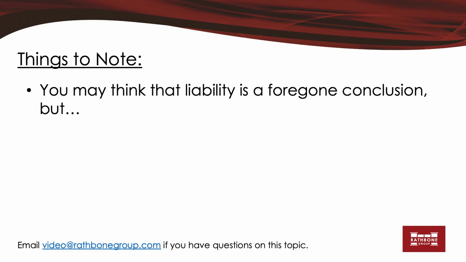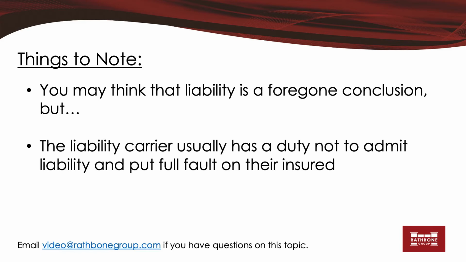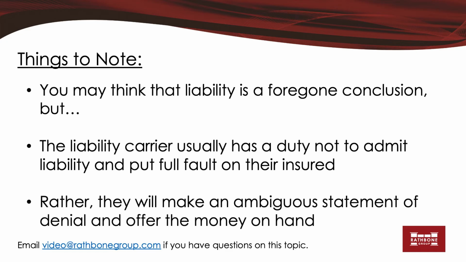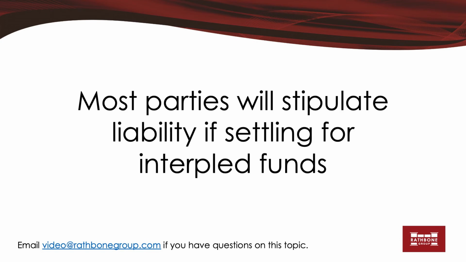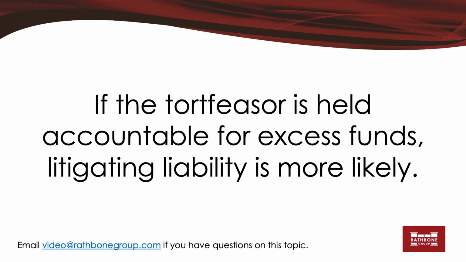A couple things to note are, you may think that liability is just a foregone conclusion, but usually in that interpleading complaint, the liability carrier has a duty not to admit liability and put full fault on their insured. Rather, they will just state an ambiguous statement that there are claims, we deny all claims, but here's the money on hand. To me, obviously, that's an admission of fault, but for purposes of burden of proof, you still, as a subrogating carrier, have to prove that the defendants were negligent. In most cases, all the parties will stipulate if you're just going to settle for those interpled funds. If a defendant's going to be on the hook for excess damages, they're most likely going to want to argue and litigate that liability decision.